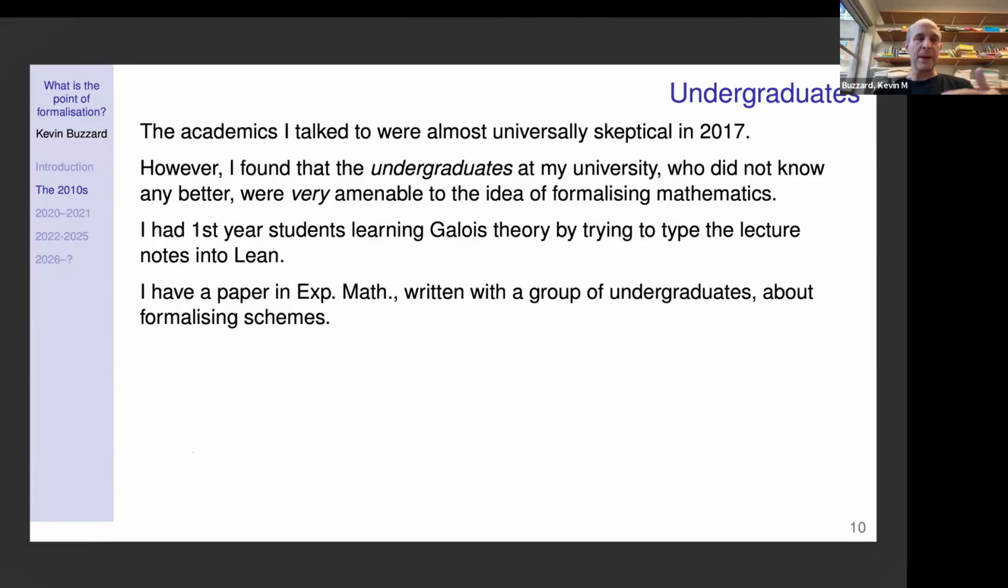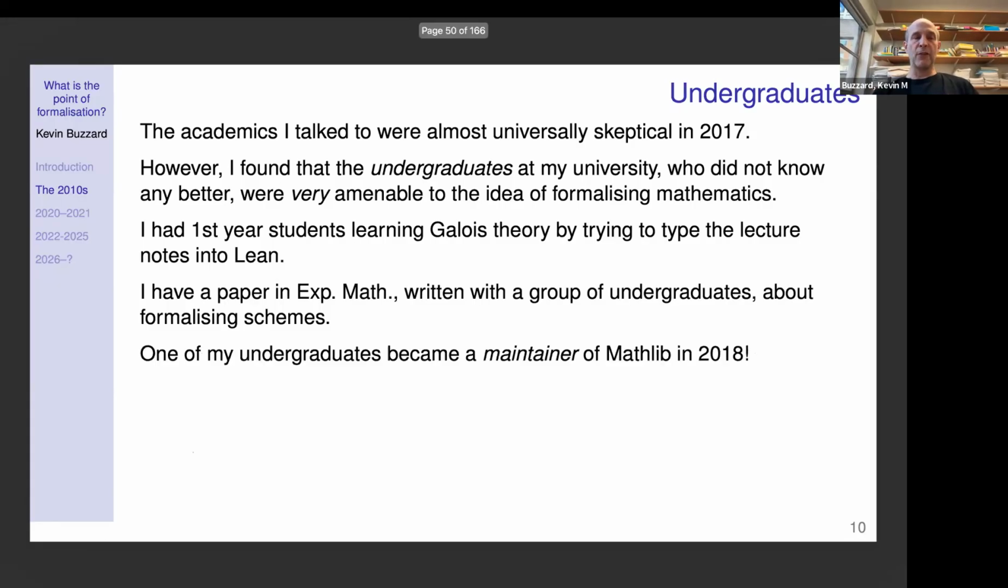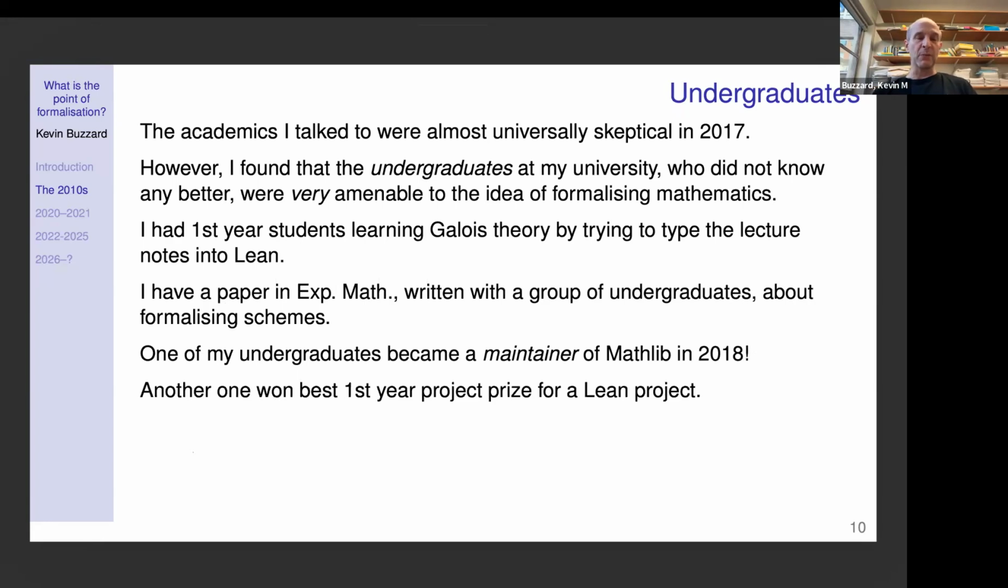And this turned into a paper that was published in Experimental Mathematics, with me and a bunch of undergraduates. It was great to write a paper with undergraduates about formalizing schemes. And one of the people involved became a maintainer of Lean's maths library. And then another one won the best first year project prize. So the undergraduates were getting some mileage out of this idea, even though the staff were thinking I was a crackpot.